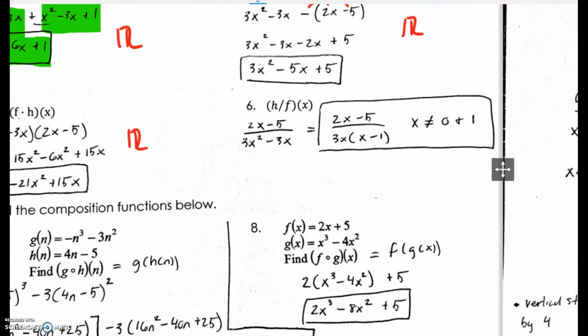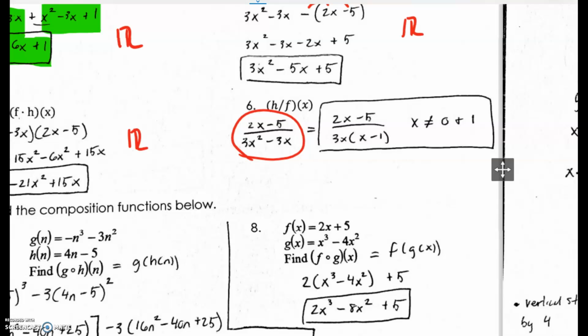Now number 6, when I divide the two functions, I took the h, which was 2x minus 5, and I divided it by 3x squared minus 3x. But whenever I do that, for division problems, you have to remember the denominator cannot be 0, right? If you divide by 0, that's an error. That is a domain restriction. We can't plug in those zeros. So what I did is I factored the bottom out, and really you could keep your answer like this. That's good. All right, you can leave it that way.